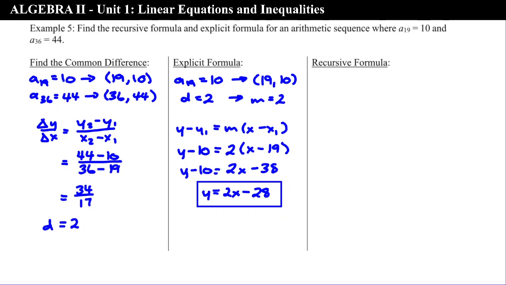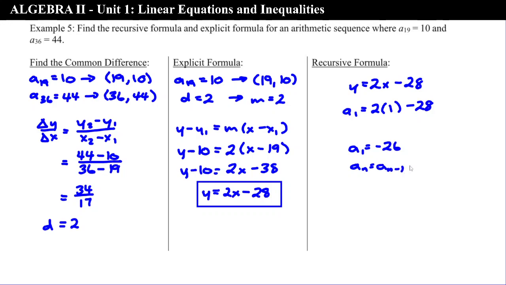And now finally, if we want the recursive formula, all we have to do is use the explicit formula that we just found to find what our first term is. A sub 1 is going to be 2 times 1 minus 28. You do that math and you find that a sub 1 equals negative 26. And then our second line is a sub n equals a sub n minus 1 plus our common difference, which is 2. And that gives us our recursive formula, again, that formula being 2 lines long.